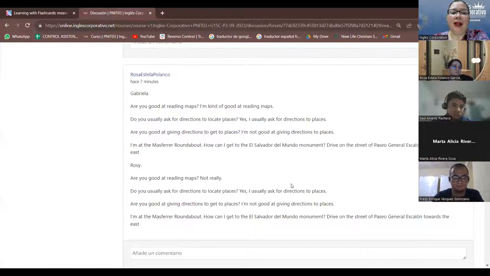Vamos a ver, Gabriela, are you good at reading maps? I'm kind of good at reading maps. This kind of good seems like I'm reading like this, right? I'm kind of good at reading maps. Do you usually ask for directions to locate places? Yes, I usually ask for directions to locate places, all right? Are you good at giving directions to get to places? I'm not good at giving directions to places.